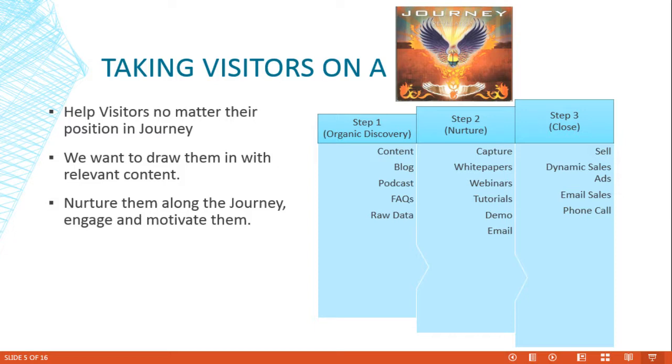So we have here 3 steps where you might say these are the 3 stages of the journey. You have the organic discovery, which could also be outbound discovery. However, an organic discovery is much better. So you have content, which could be a blog, a podcast, FAQs, or raw data, things that are on your website that people might be searching for, or even trade shows that you're at where someone might come to your booth and ask for a certain literature, or they might want you to contact them. Those are very organic ways to acquire an interested prospect.